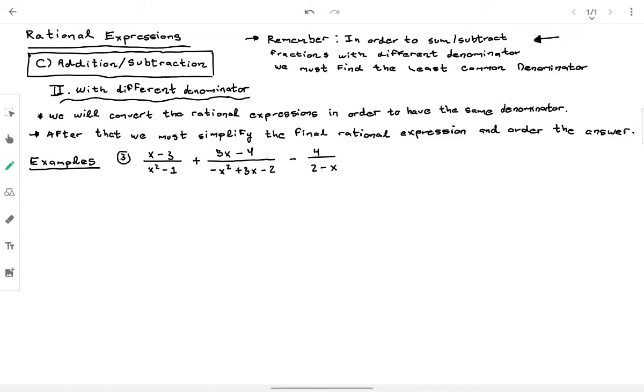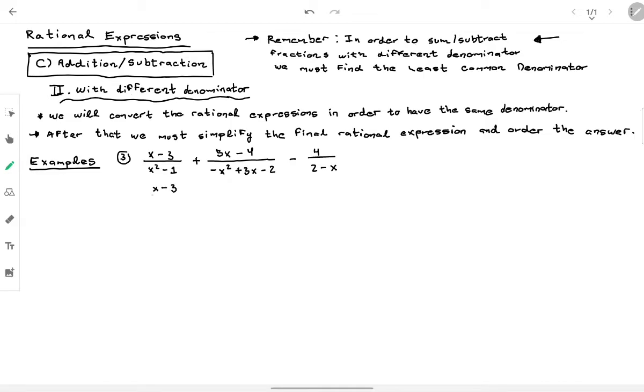So let's see. Here, a little recommendation. We have a minus x squared. This one will be an x squared plus bx plus c trinomial. So maybe we can take out this minus sign here, and this one will be positive, and it will be easier to factorize. So let's see.